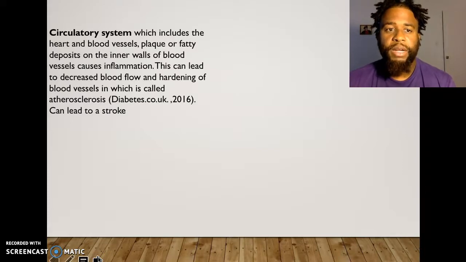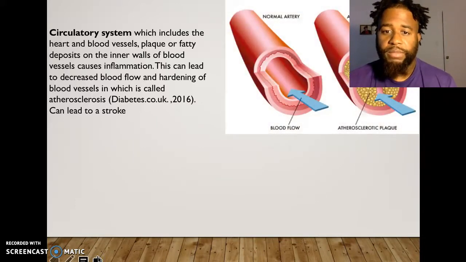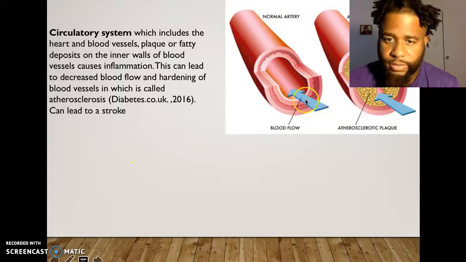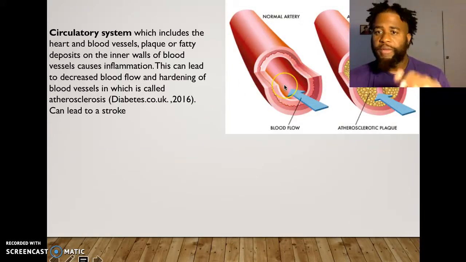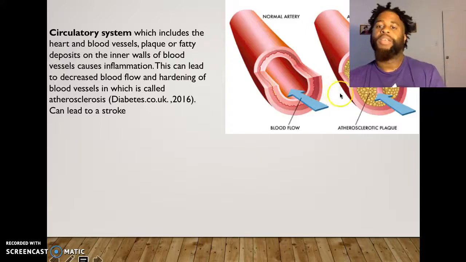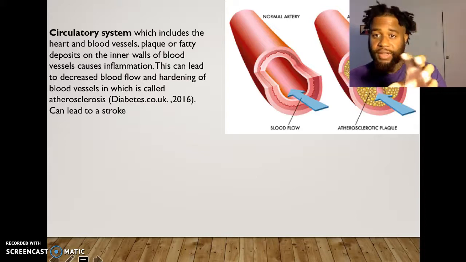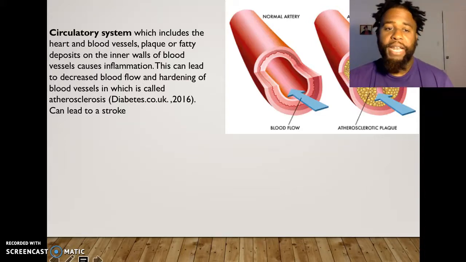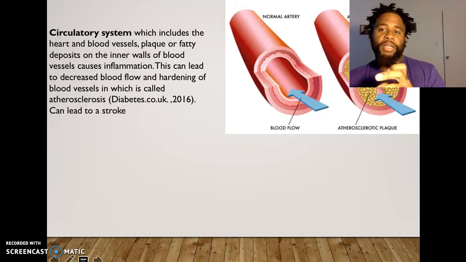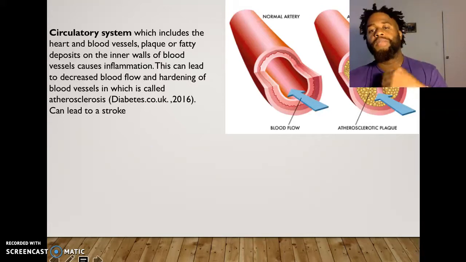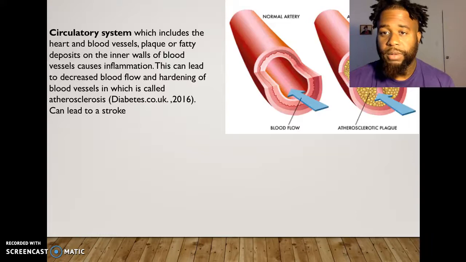The circulatory system includes the heart and blood vessels. Plaque and fatty deposits on the inner walls of blood vessels cause inflammation. It decreases blood flow and hardens the blood vessels, which is called atherosclerosis. See, the blood flow right here is normal. It's like driving down the road with no traffic. Then you have the plaque built up from the diabetes, and it's a lot of traffic. With that buildup, blood has a hard time passing through, so that may lead to a stroke.